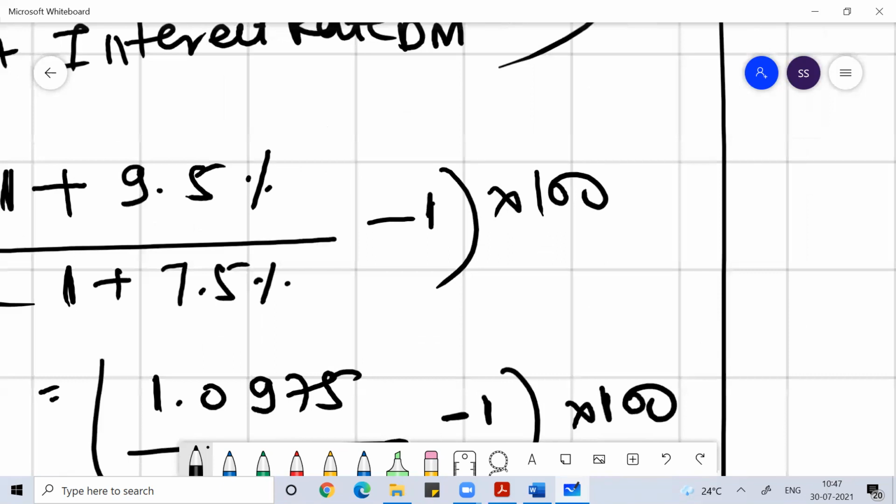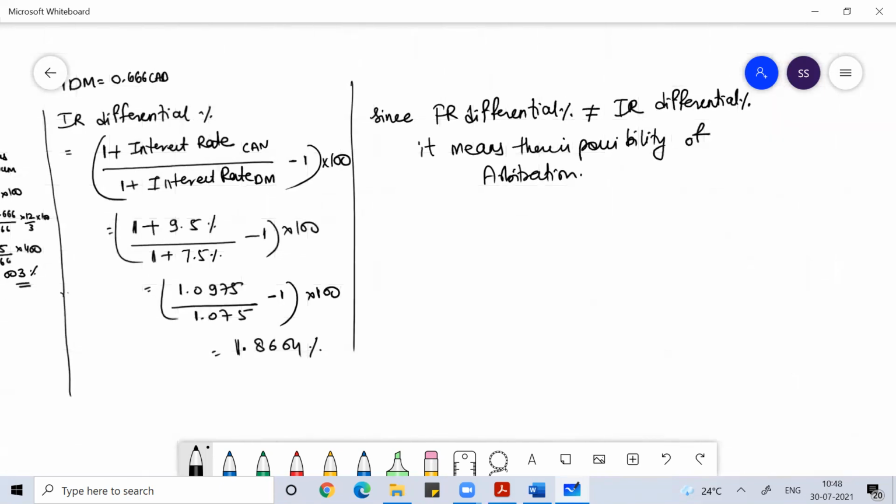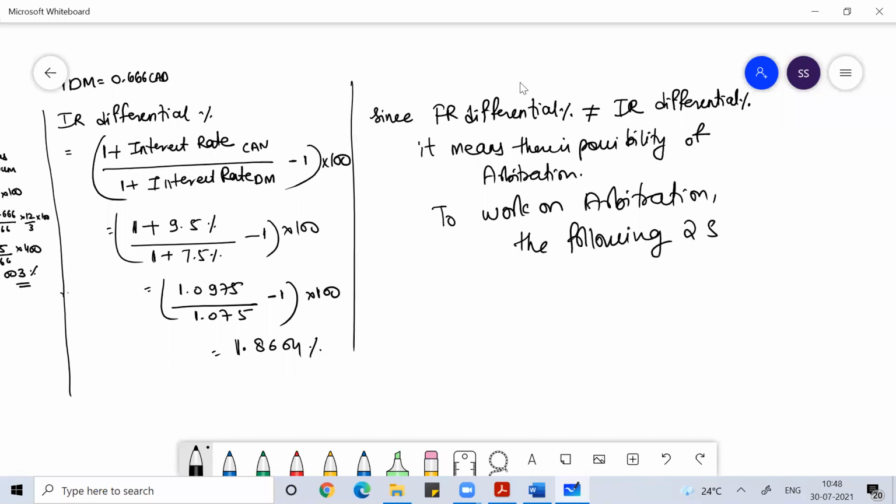If you ask me about the operation, what operation can I carry out? To work on arbitrage, the following two scenarios can be developed. Okay, so what is the first scenario?